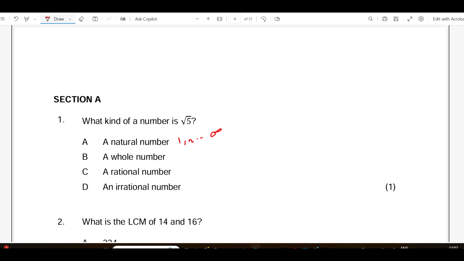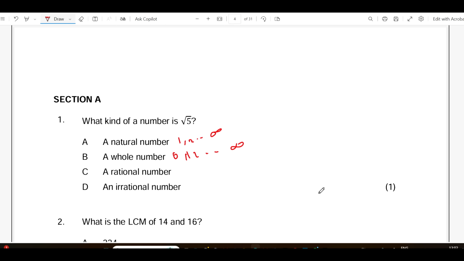A whole number starts from 0 to infinity. There's no rational, no fraction. A rational number is any number that can be written in the form of A over B, whereby B should not be equal to 0. Any number that can be written as a fraction. So can the square root of 5 be written as a fraction? No. So it is an irrational number.